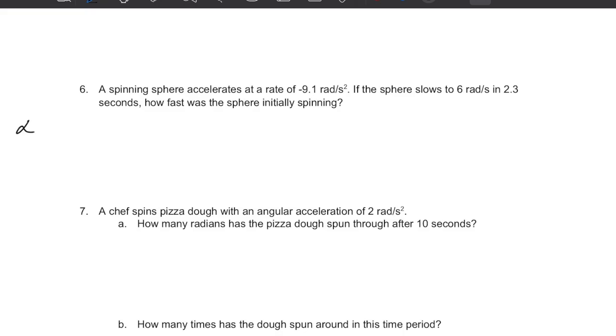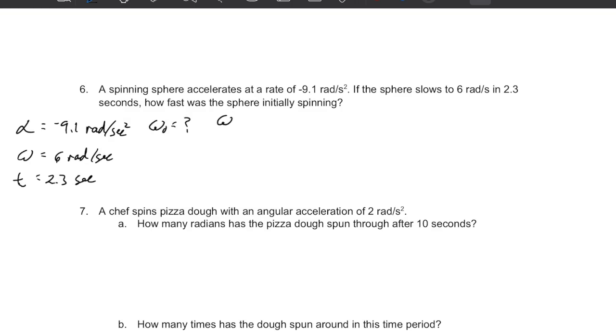Back of the page. A spinning sphere accelerates at a rate of negative 9.1 radians per second square. So that's our alpha. That's our angular acceleration. If the sphere slows to 6 radians per second, so this looks like our final angular velocity, in 2.3 seconds, so our time is going to be 2.3 seconds, how fast was the sphere initially spinning? So ultimately, we're going to be looking for omega naught, our initial angular velocity.